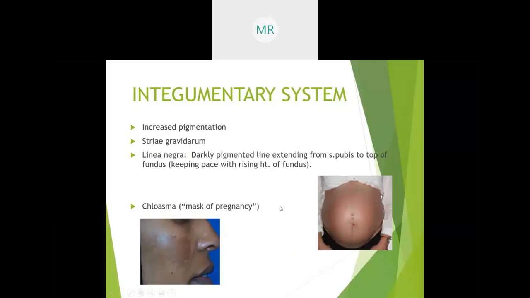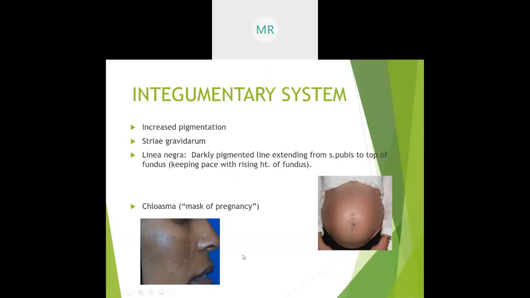Okay. Chloasma, again, with the increase in pigmentation, chloasma is what we call the mask of pregnancy. And as you could see in this picture, she's got the darkening of the skin. It could be around the eyes. It could be darkening skin around the forehead. You could see that she has it here a little bit lower than the eyes and her cheeks as well.